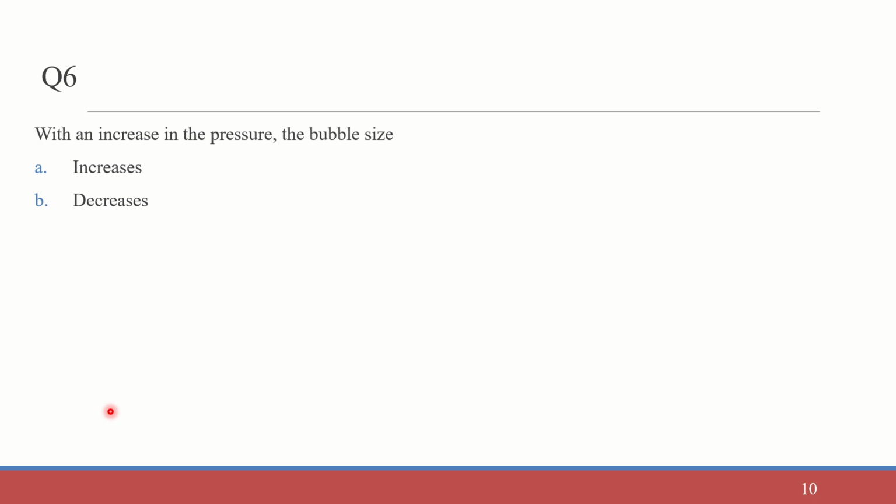Option A, increases. Option B, decreases. Option C, remains the same. Option D, all of these.